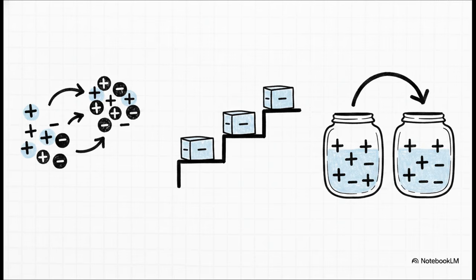Second is quantization, meaning charge comes in discrete, indivisible little packets. And third is conservation, meaning you can't create or destroy charge. The total charge of an isolated system always remains constant, it just transfers from one body to another.